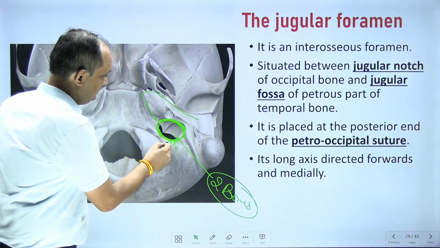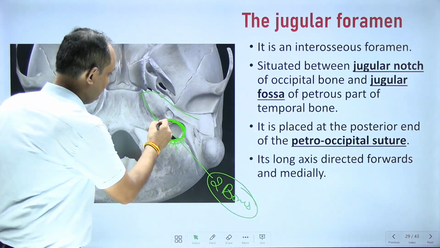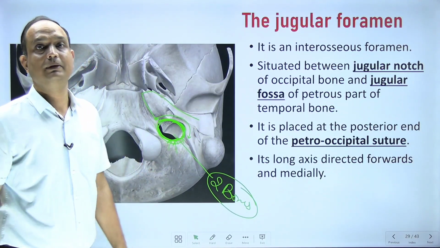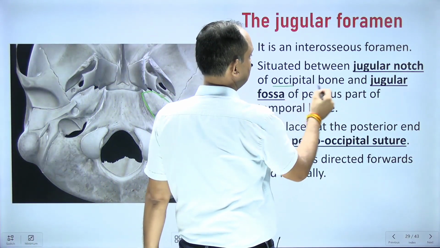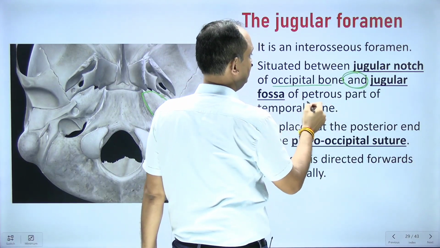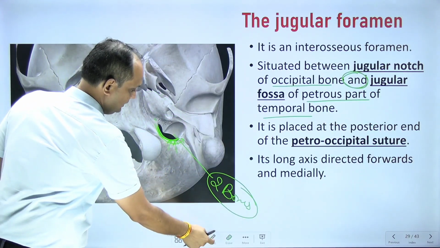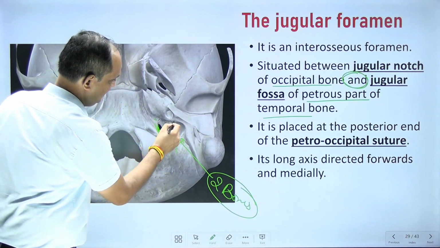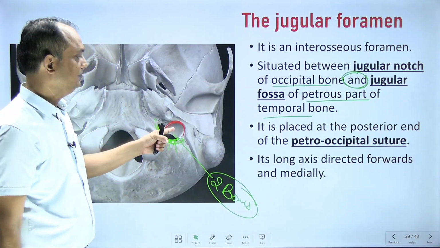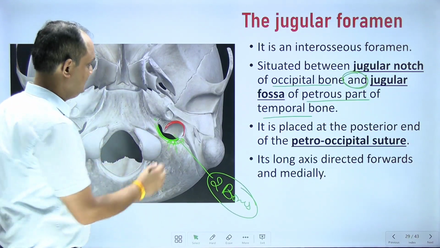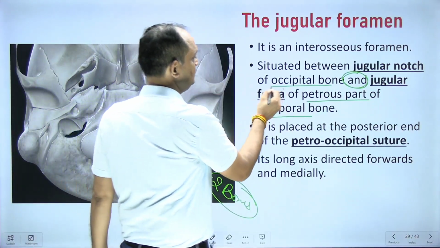The posterior margin of this foramen is the anterior free margin of the jugular process, and its anterior margin is contributed by the petrous part of the temporal bone. So, it is situated between the jugular notch of the occipital bone and the jugular fossa of the petrous part of the temporal bone. Now here in this image, what you are able to understand is that this depression is not in the occipital bone. This depression is actually in the petrous part of the temporal bone, and this depression is known as the jugular fossa.